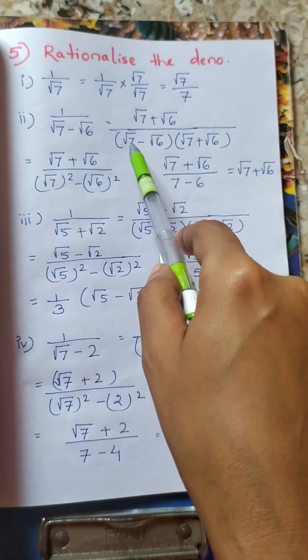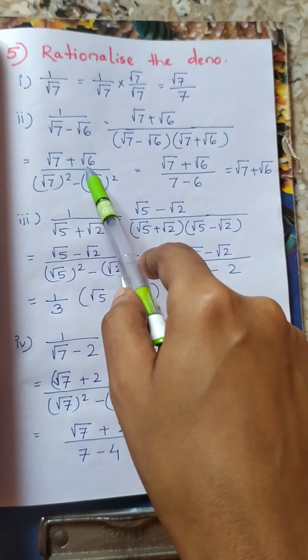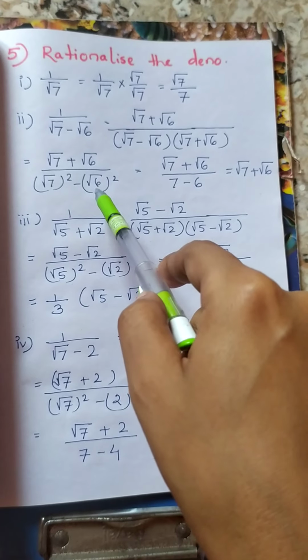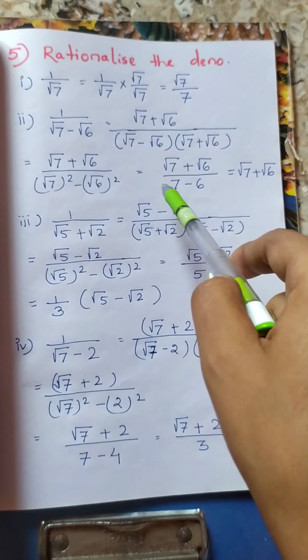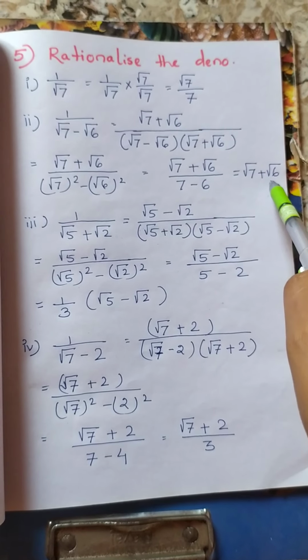So it represents the identity a minus b whole into a plus b. So the numerator remains constant, only the changes occur in the denominator part. So root 7 square minus root 6 square equals 7 minus 6. It becomes 1. So root 7 plus root 6 is the answer.